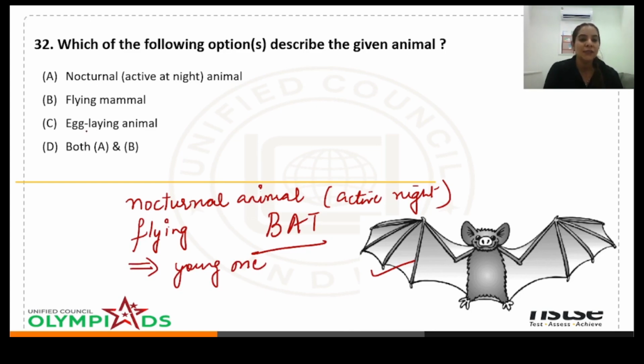So here the option says, is it a nocturnal animal that is active at night, flying, egg laying, or both A and B? So I hope you know that it is option D, because it is nocturnal also, active during night and sleeps in morning, flying also, because you can see in the picture it has got wings. And egg laying? No, because it gives birth to the young one.